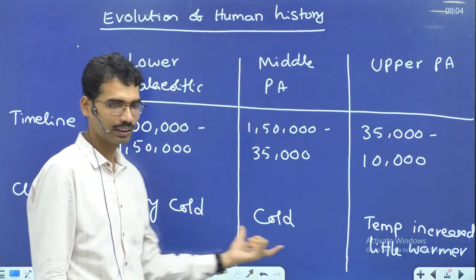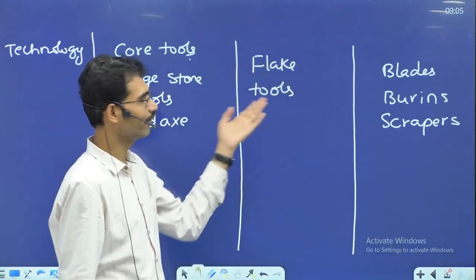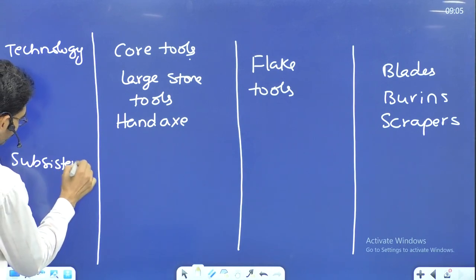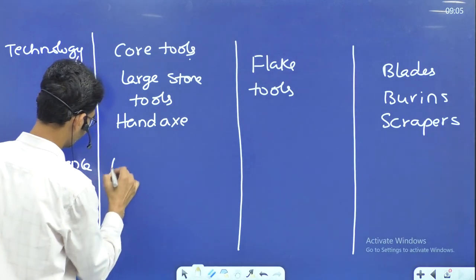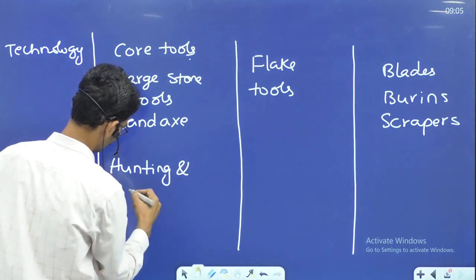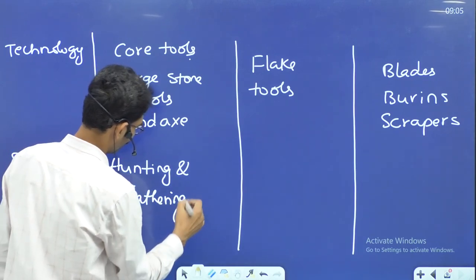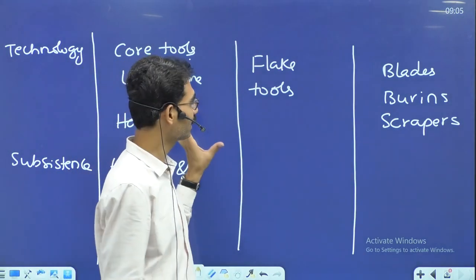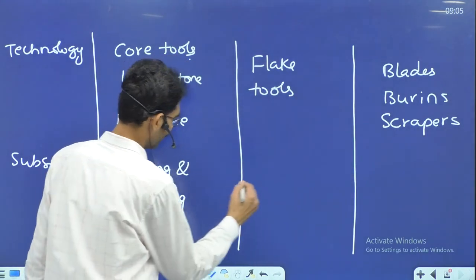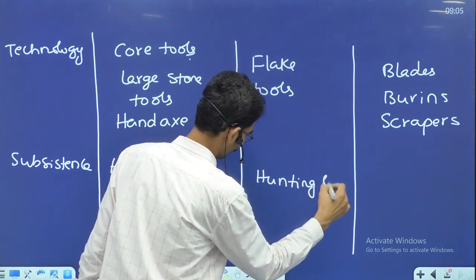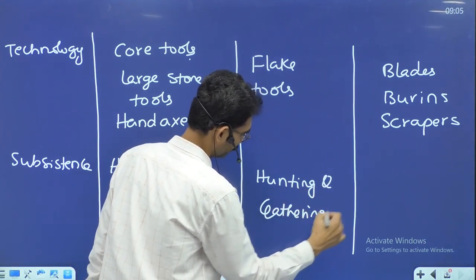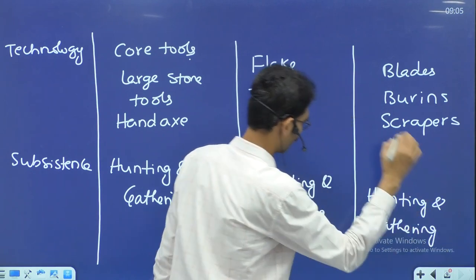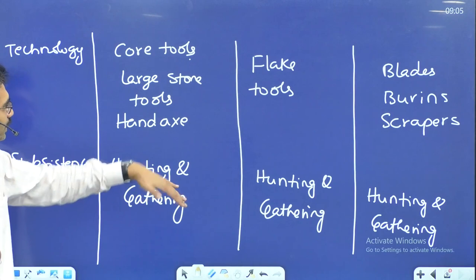So these people are living under these environmental conditions, and naturally whatever is available to them, they were using. What is the lifestyle, subsistence? Hunting and gathering only, everywhere. Here somewhat more difficult because it is a very cold area, and even animals are also evolving. Not only human beings, even animals are also evolving. Hunting and gathering. They were using these two tools.